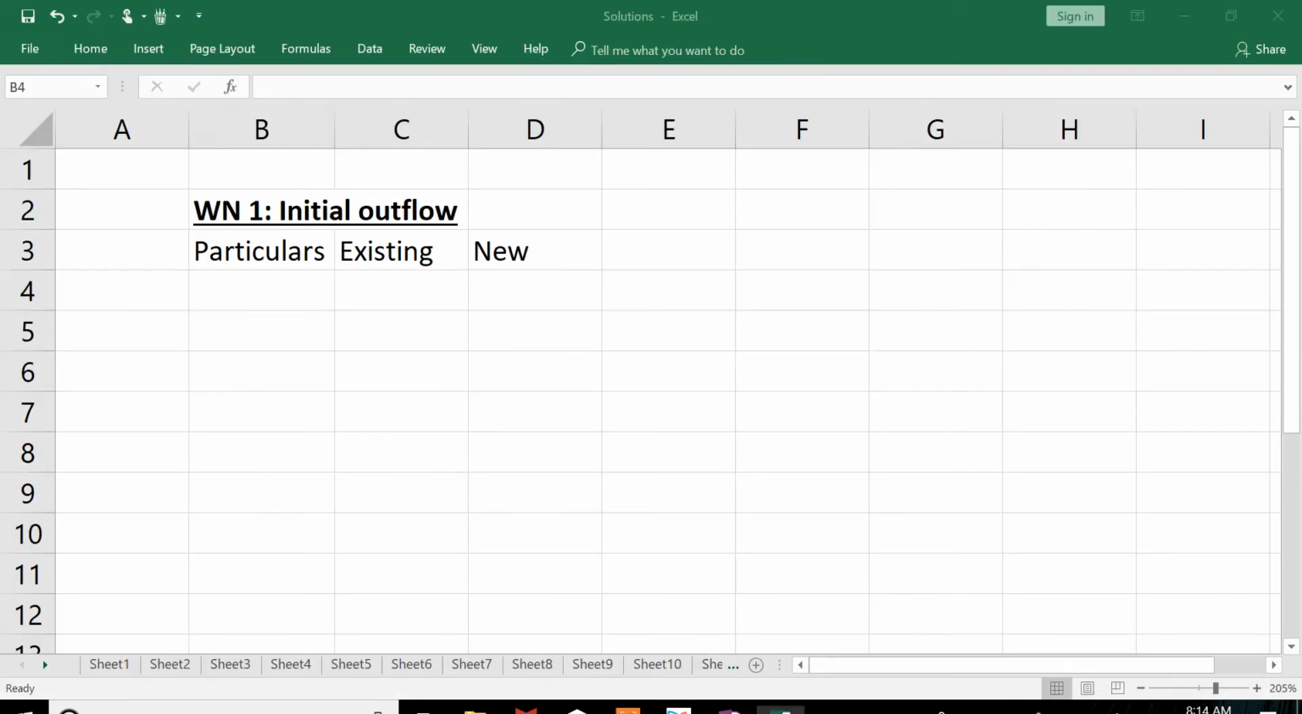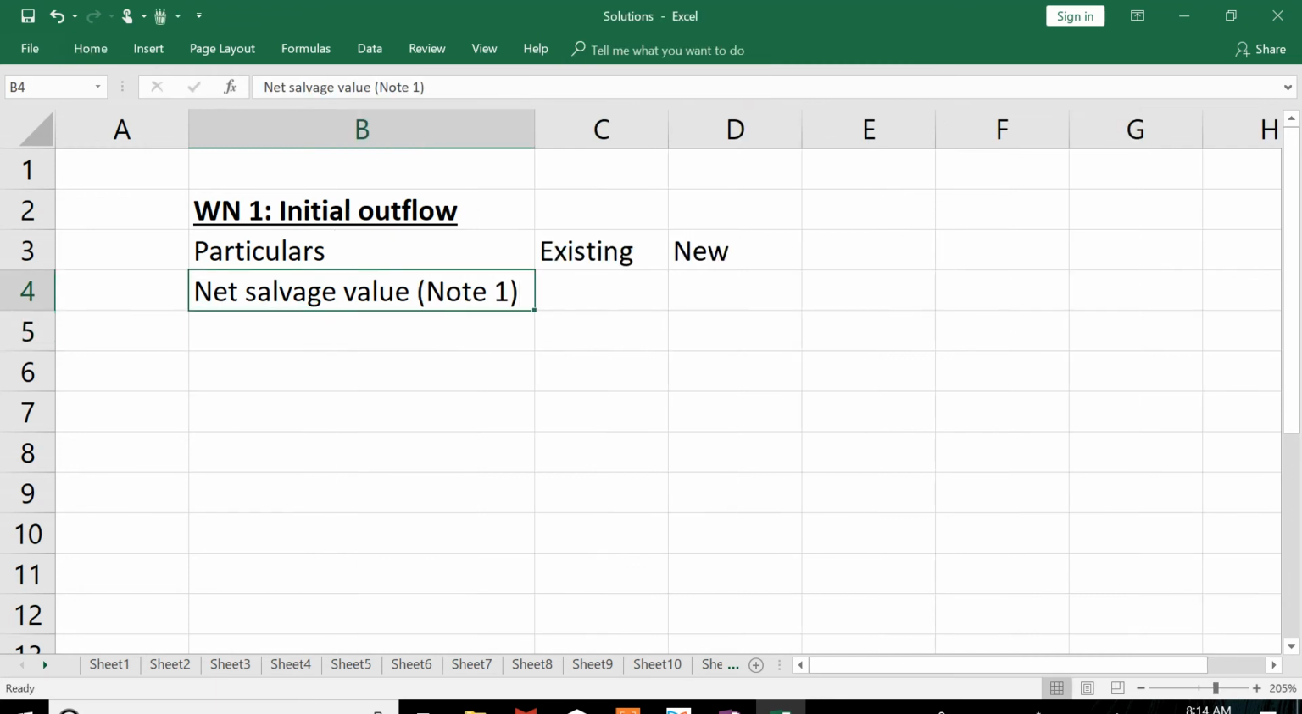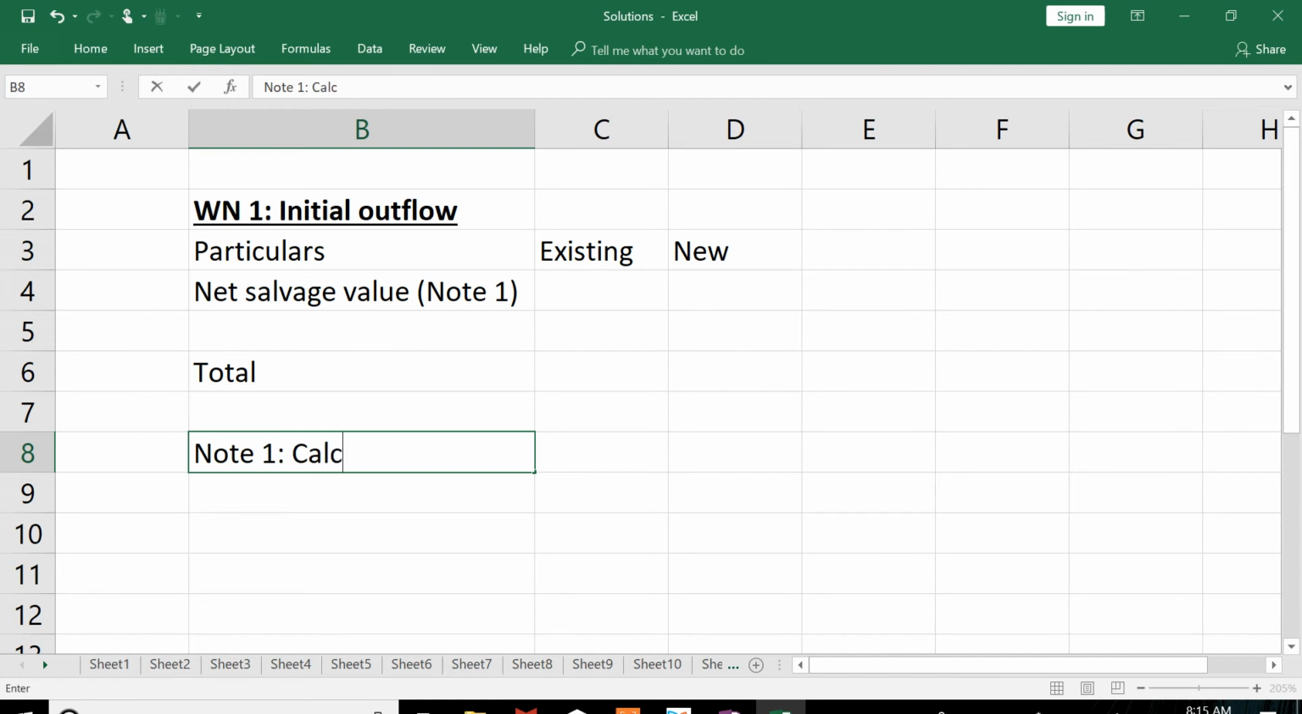So let's start. Net salvage value, in bracket note 1. In bracket note 1, leave a line for capital expenditure. Note 1, calculation of NSV.